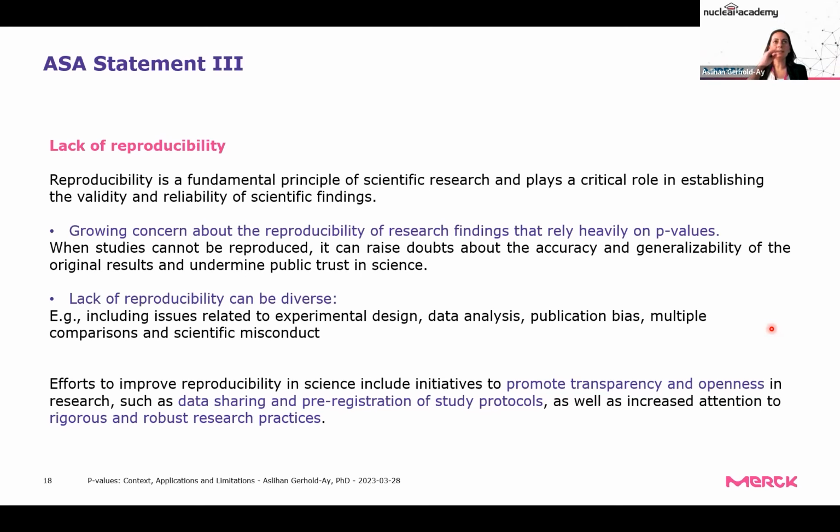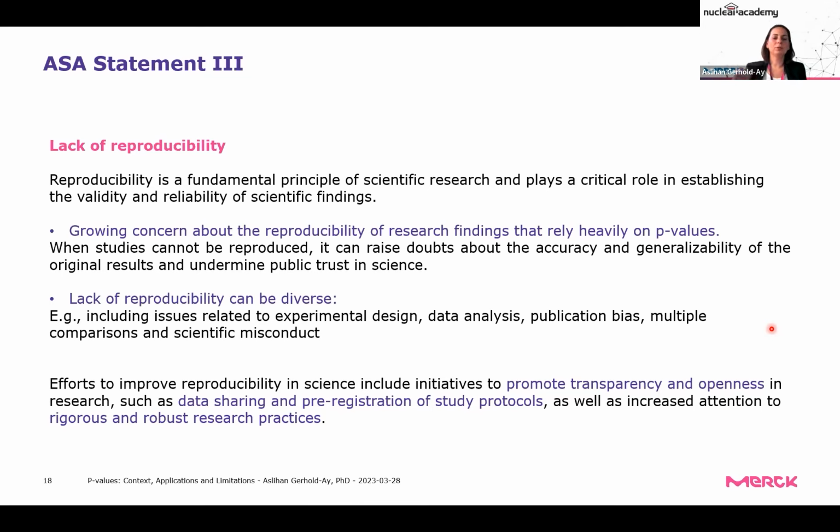And therefore, the ASA statement writes that they have concerns about the reproducibility of research findings because the findings heavily rely on the p-values. That means that we are selecting only which results to show because they are above the p-value cutoff of 0.05 or not. And when studies cannot be reproduced, it can raise doubts about the accuracy and the generalizability of the original results. And so we cannot really trust the publications anymore.